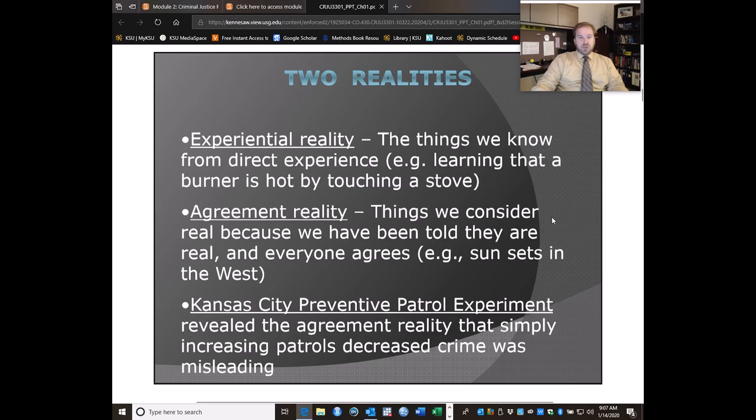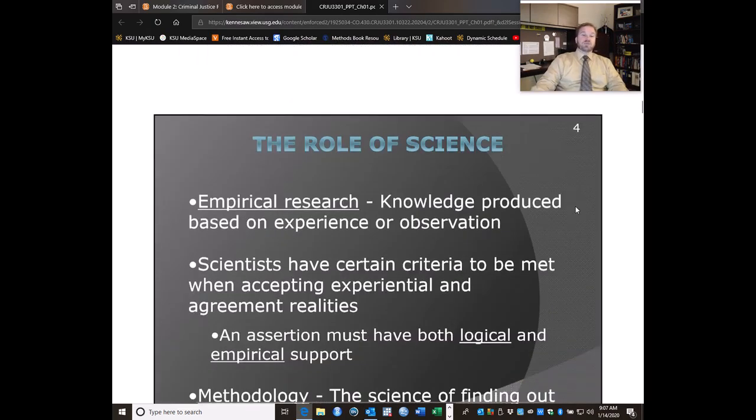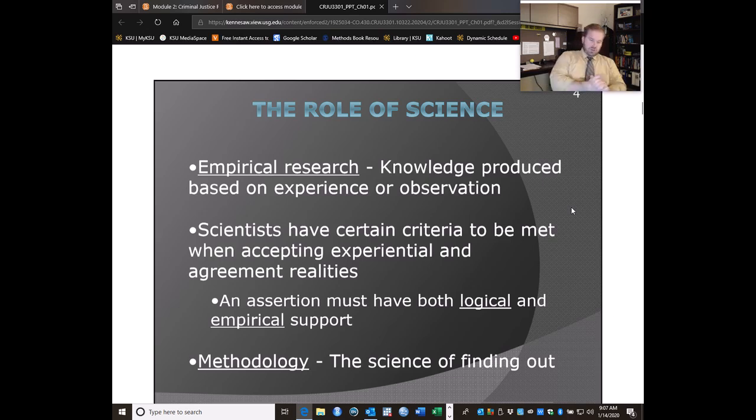The thing with research is there are really two different realities, so to speak. There's the experiential reality, agreement reality, and things like that. We all agree to some things, and then there are some things that we learn through experiences, like touching the stove is hot. But then there are other things, like the sun sets in the west. That is something that happens regardless of what we've experienced, so to speak.